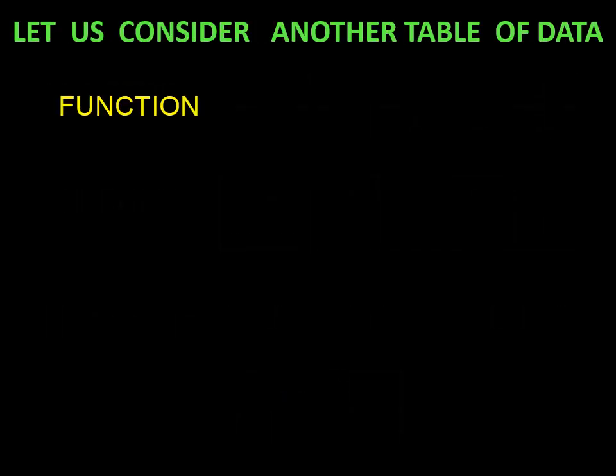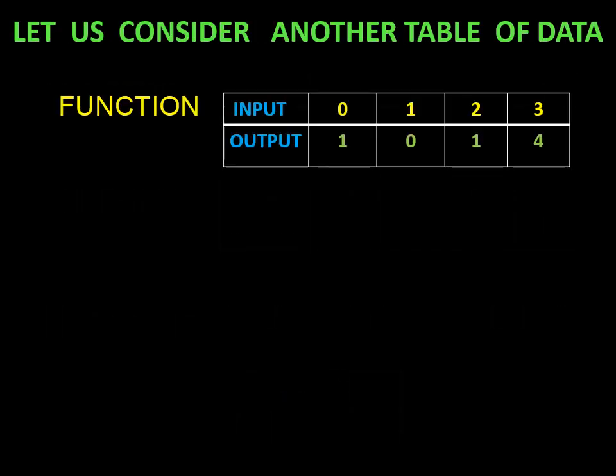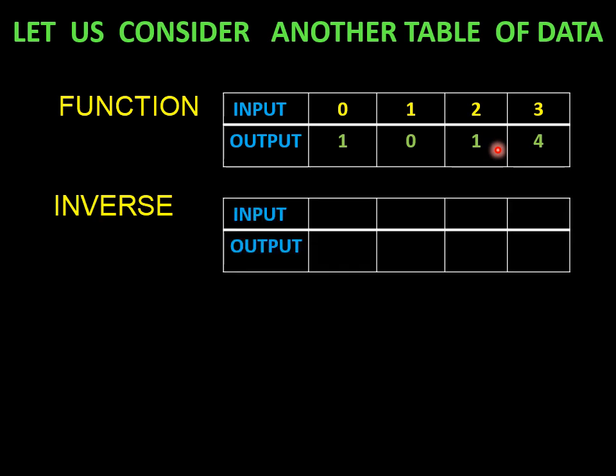Let's look at another table. Let's look at this table here. This is a function, all of them are 1:1. Let's determine the inverse of this relation. So the inputs are going to become my outputs, you can see there, and my outputs are going to become my inputs.